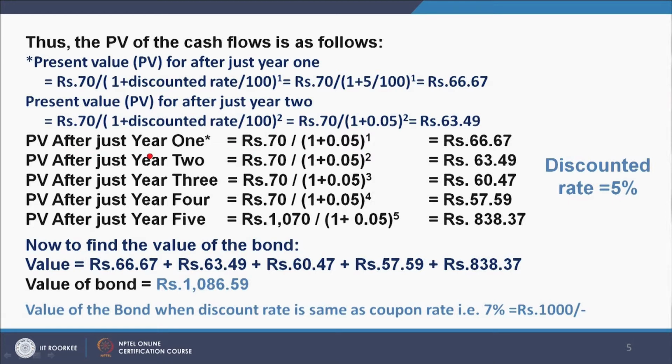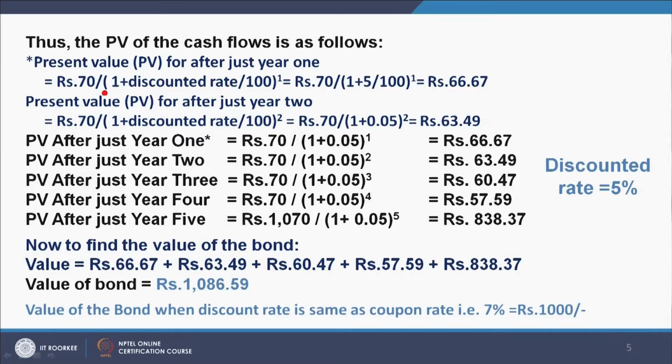Similarly, PV after just third year is 60.47, PV just after fourth year is 57.59, PV after 5 years is 838.37. Here we will see that for discounting we are using the discount rate, while finding out the interest we are using the coupon rate. Now, to find out the value of the bond, all these present values are added up.